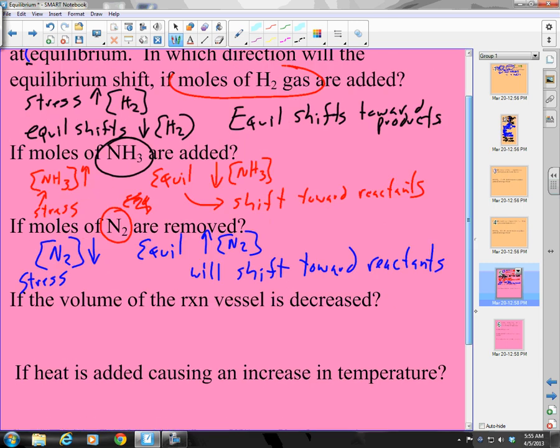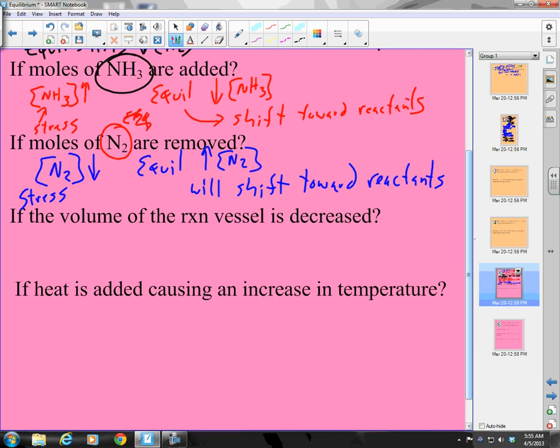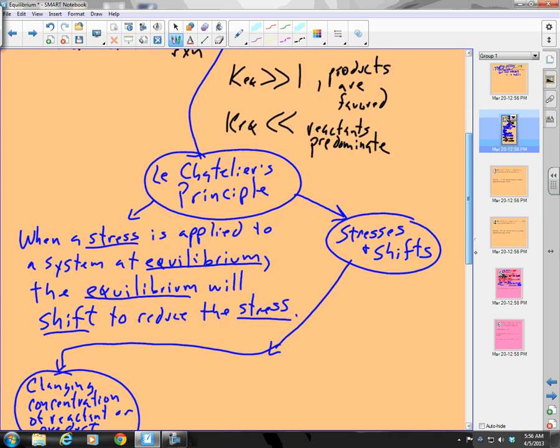Okay, moving on. If the volume of the reaction vessel is decreased, so who cares about that? What's that have to do with anything? Well, I'm dealing with gases here. What happens if the volume of my vessel is decreased? Well, that affects pressure. Okay, that is another stress.